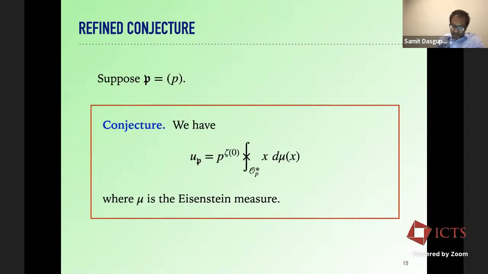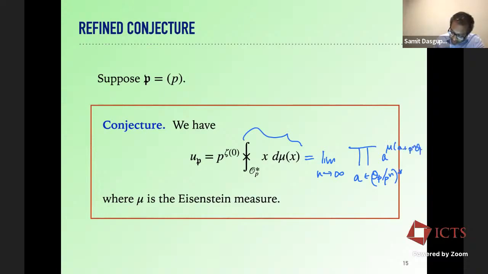So this integral, if I take out the power of P, is the limit as n goes to infinity of the product over all a in (O_P mod P^n)^star, of a to the power of mu of (a + P^n O_P).